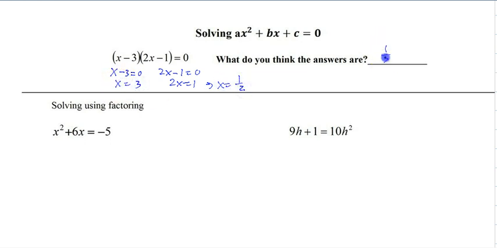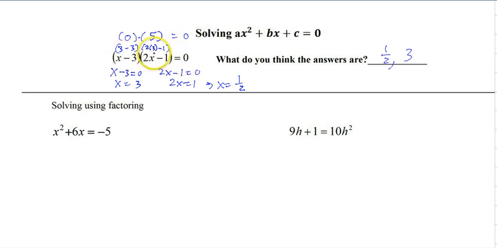And that gives you two answers, 1/2 and 3. And here's the reason why. Let's check with just the 3. If we were to plug in 3, this would give us 0 times 6 minus 1, which is 5. And what's 0 times 5? It's 0. That's what we're trying to make is 0.